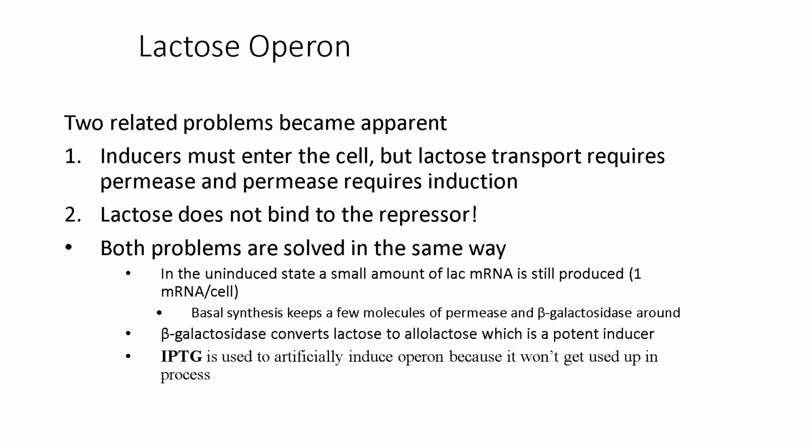Researchers use IPTG, a synthetic analog of allolactose, to induce the operon in the lab. Unlike lactose, IPTG is not metabolized, so it remains active as an inducer throughout the experiment. This allows consistent and sustained induction.